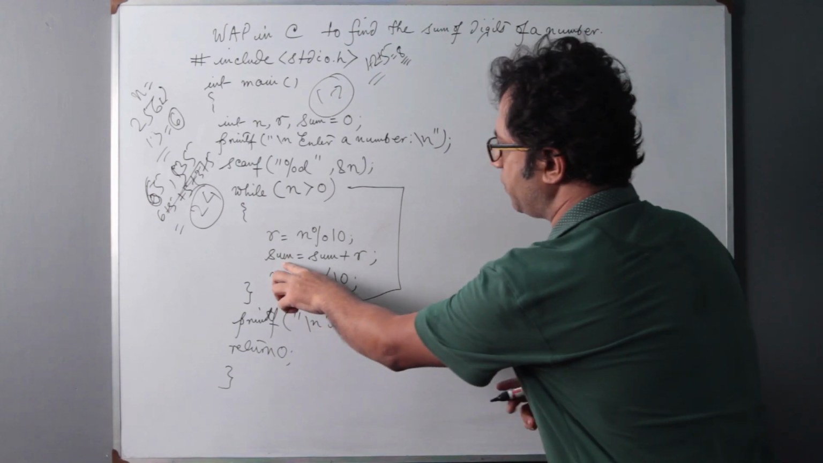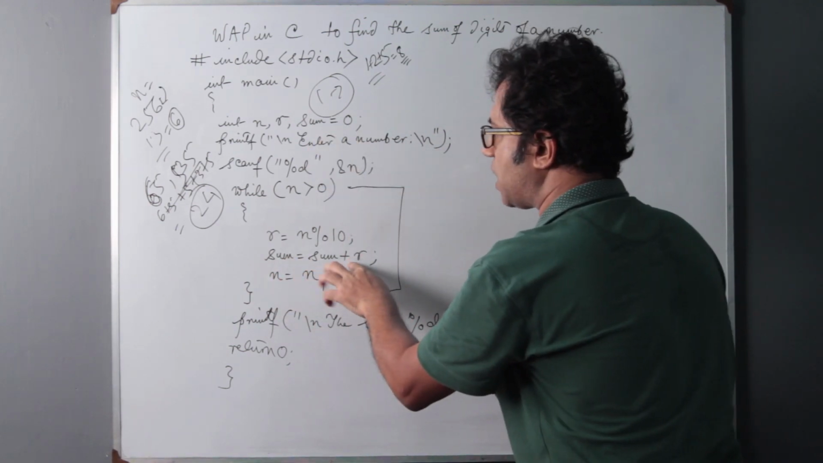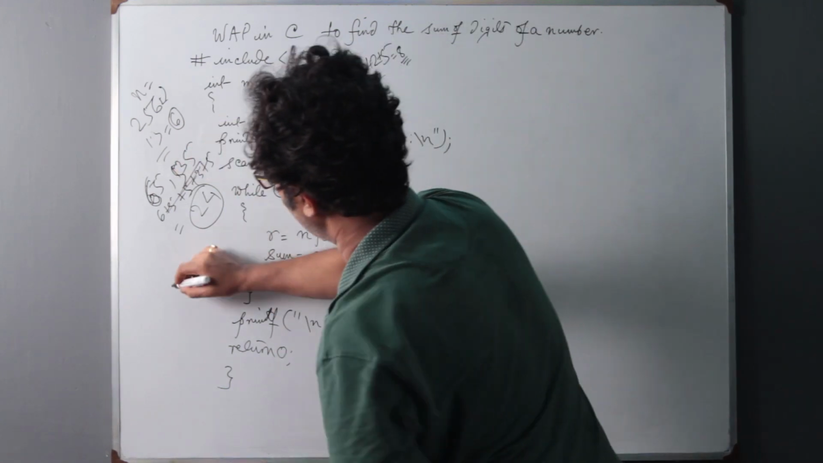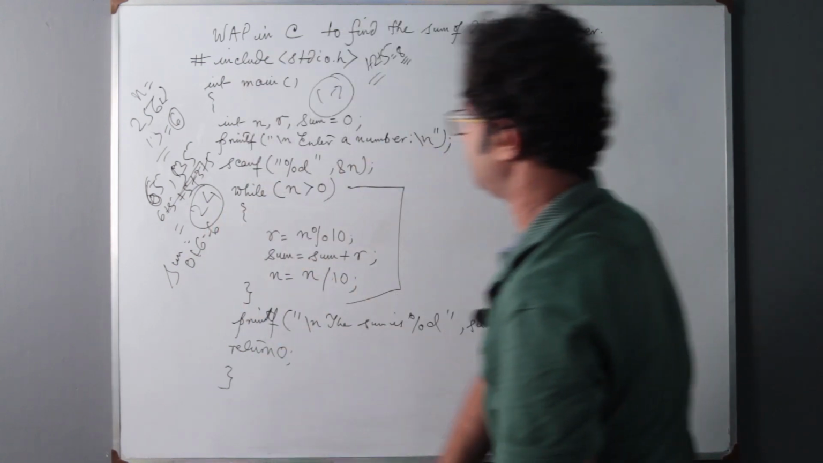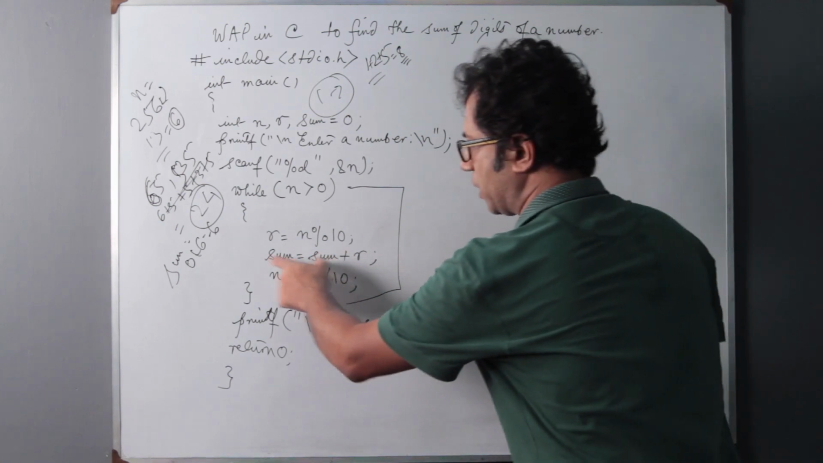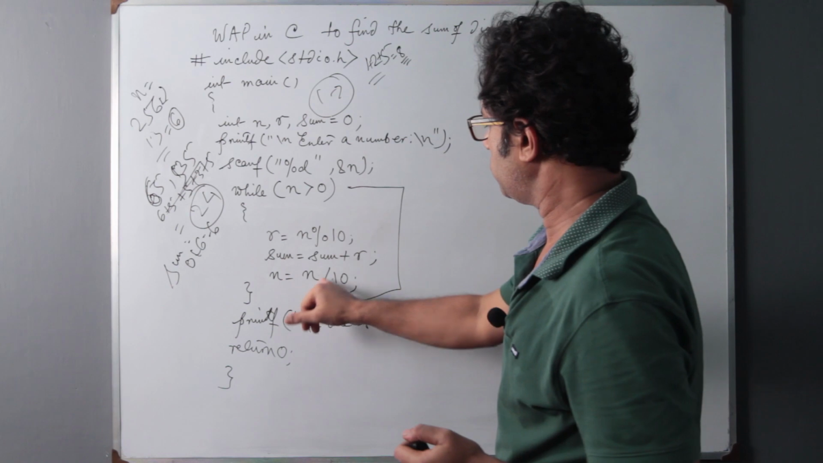So the sum is now equal to 0, and now 0 plus r, that is 0 plus 6. Sum will become 0 plus 6, that is 6. So it is quite clear that the sum will now hold a value of 6. Now the next statement is n is equal to n slash 10.